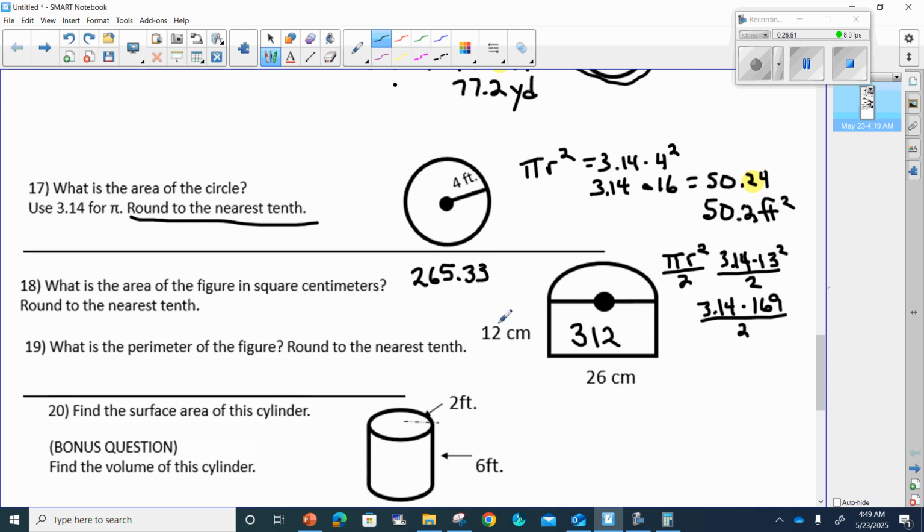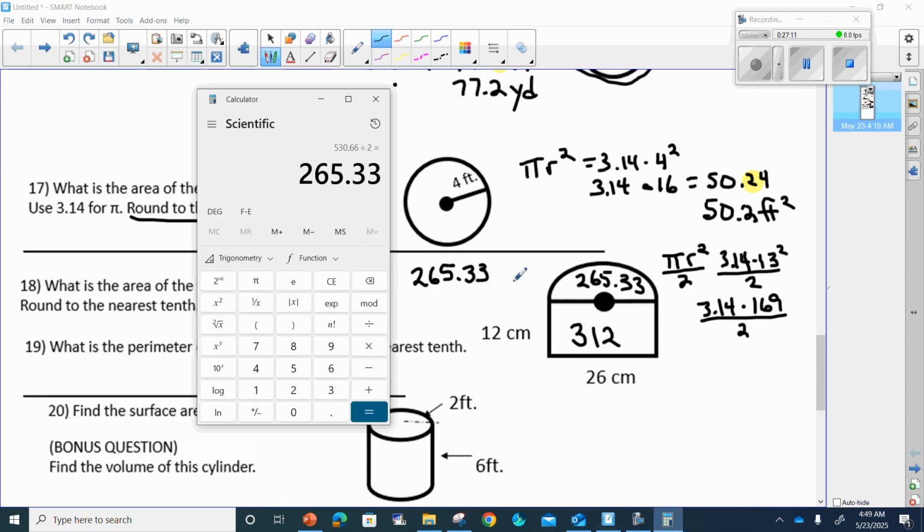We're talking area again. So all this is going to be in centimeters squared. But let's not forget, we found 265.33. We need to add that to the rectangle's area in order to find the whole area. So we're going to take our answer and add it to 312.